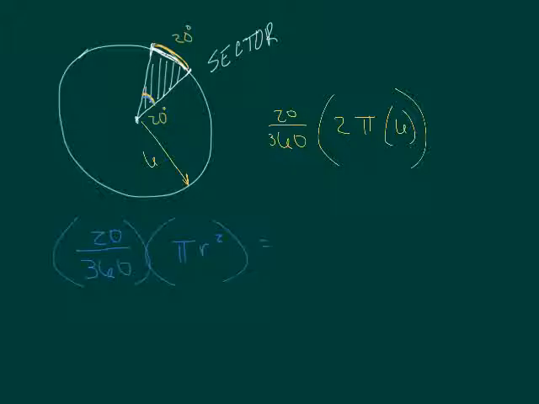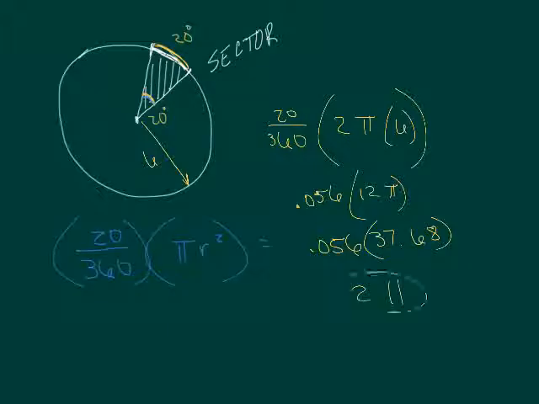So 20 over 360 is 0.056. We're going to multiply it by 12 pi, and 12 pi is 37.68, and we're going to multiply that by 0.056, and that gives us a length of 2.11. That right there is how long that is.